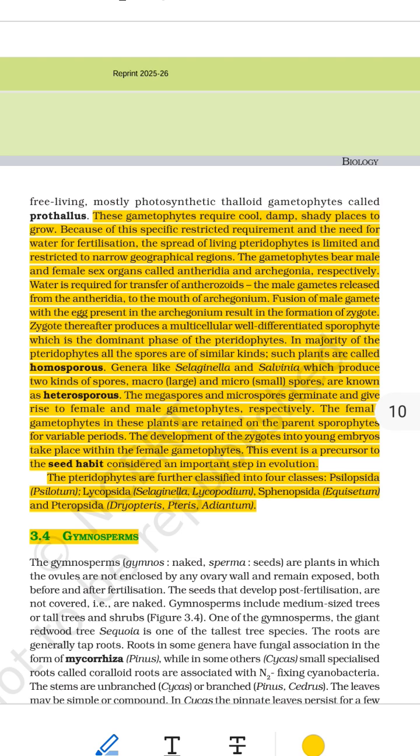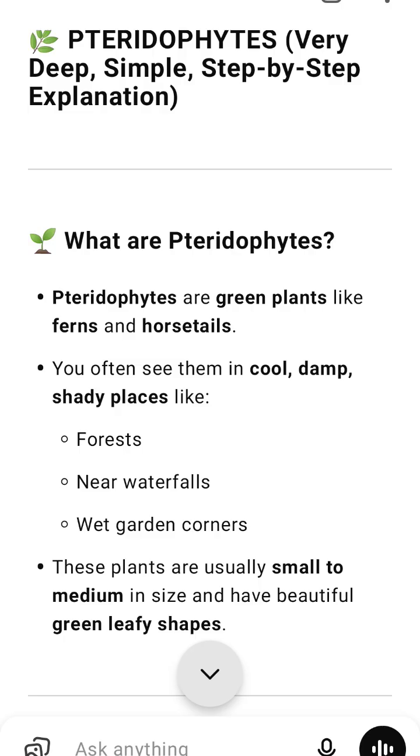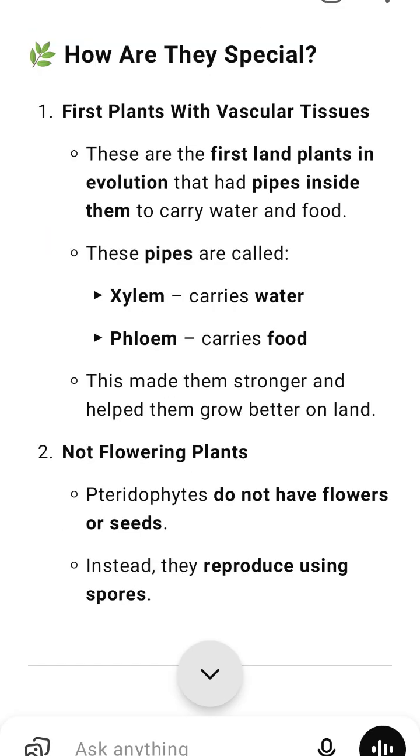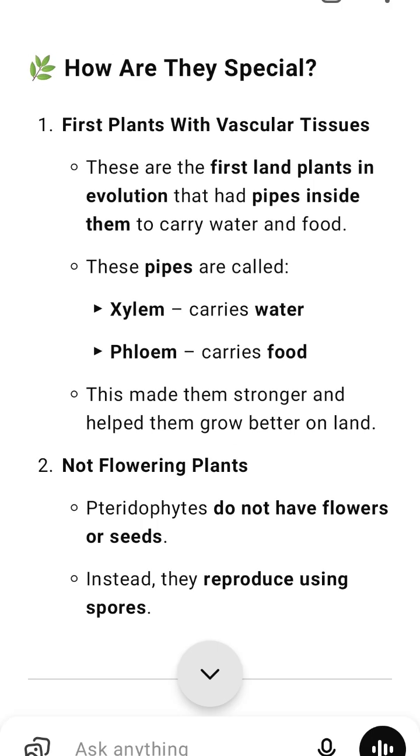2. Gametophyte stage. Tiny hidden plant. The spore grows into a small flat green plant called a gametophyte or prothallus. It lives in moist soil and is free living, can make its own food. It makes male and female sex organs. Antheridia make sperm-like male gametes. Archegonia make egg cells.